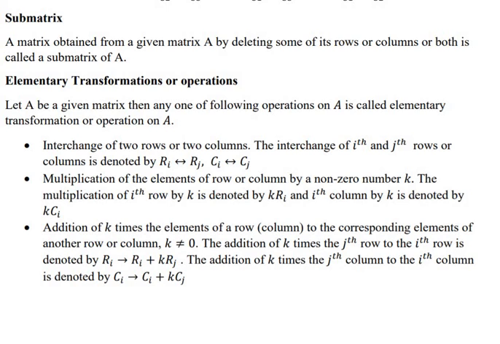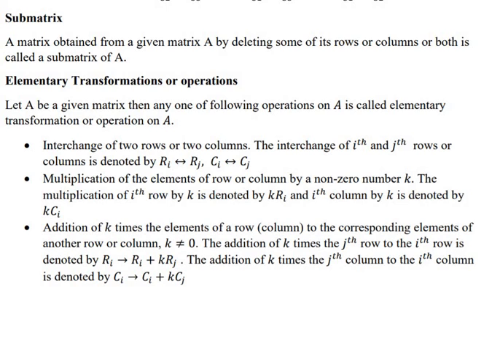Now we are going to discuss some of the elementary transformations or operations that are possible with the corresponding rows or columns of the given matrix. Let A be a given matrix, then any one of the following operations on A is called an elementary transformation or operation on the matrix A. The first transformation is interchange of two rows or two columns.